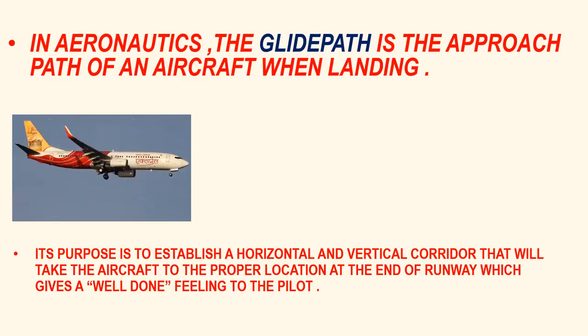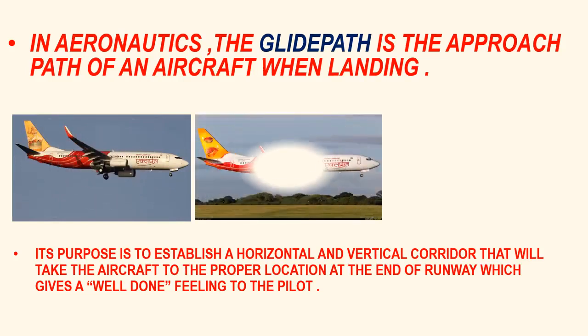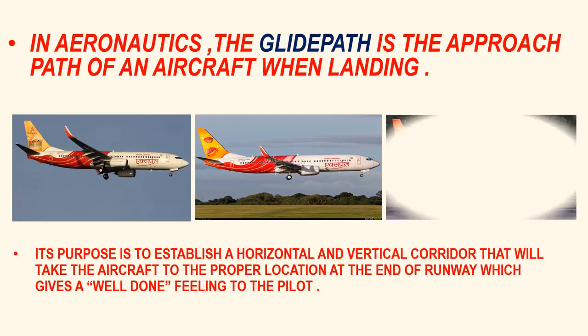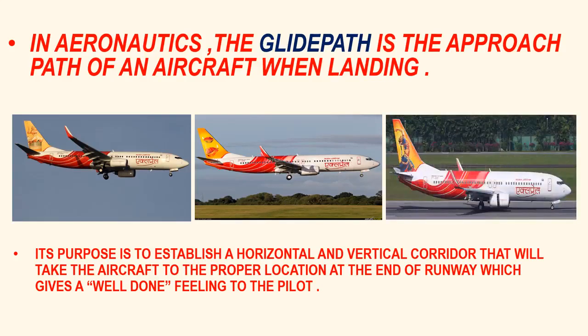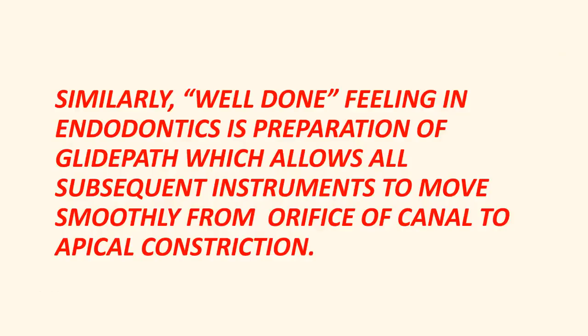In aeronautics, the glide path is the approach path of an aircraft when landing. Its purpose is to establish a horizontal and vertical corridor that will take the aircraft to the proper location at the end of a runway, which gives a well-done feeling to the pilot. Similarly, in endodontics, a well-done preparation of a glide path allows all subsequent instruments to move smoothly from the orifice of the canal to the apical constriction.